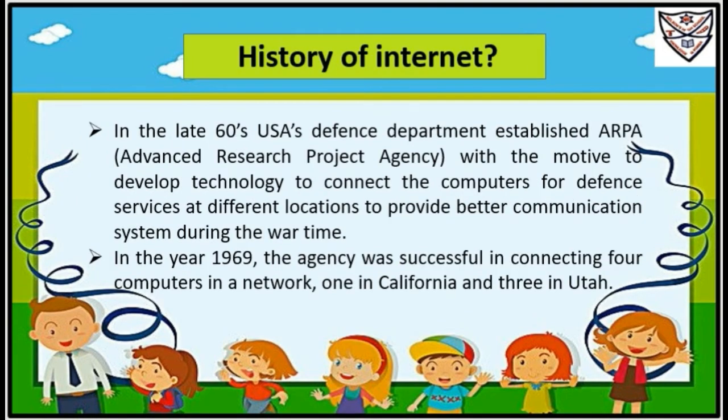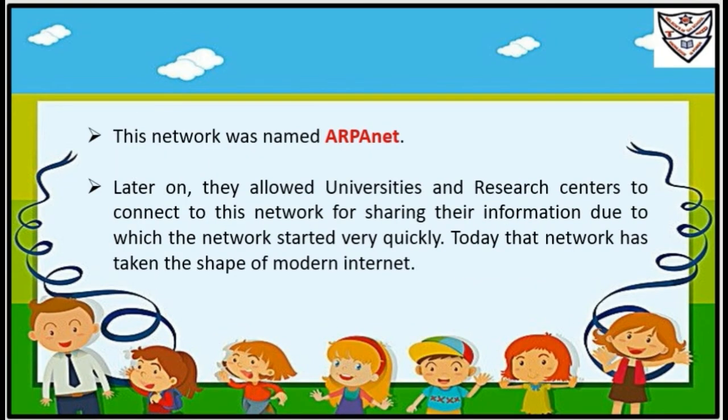History of the Internet. In the late 60s, the USA Defense Department established ARPA, that is Advanced Research Project Agency, with the motive to develop technology to connect computers for defense services at different locations to provide a better communication system during wartime. In the year 1969, the agency was successful in connecting 4 computers in a network, 1 in California and 3 in Utah. The network was named ARPANET.